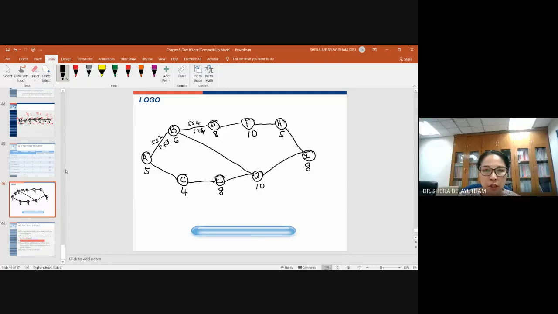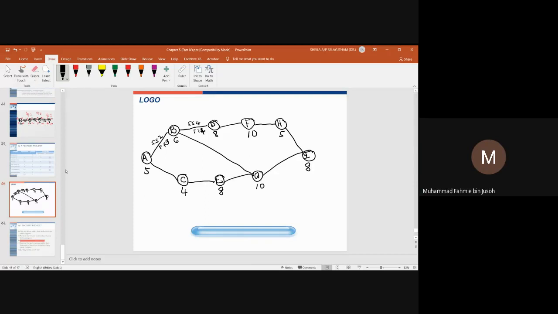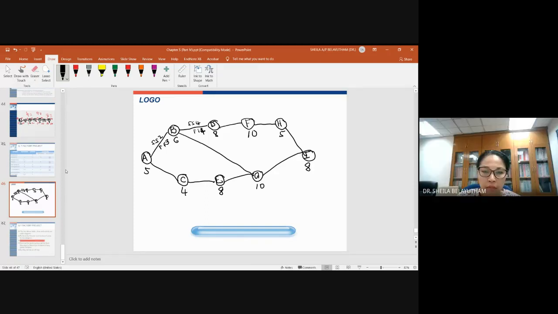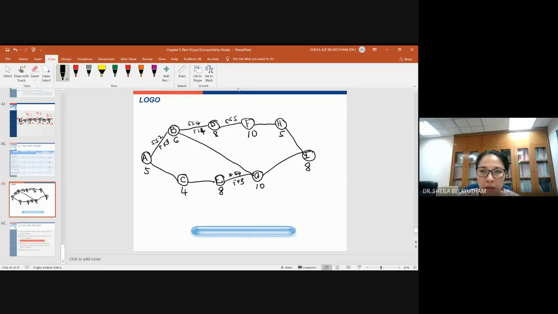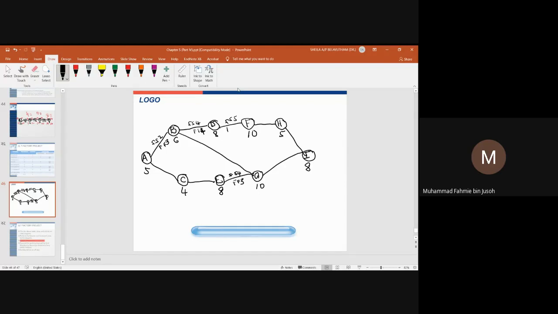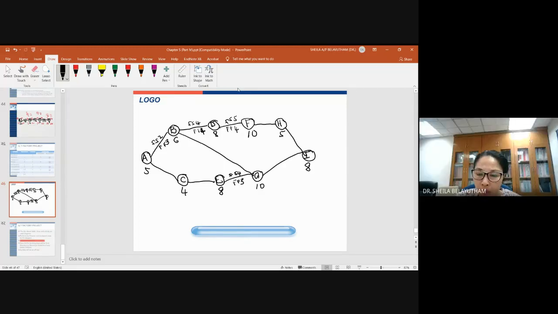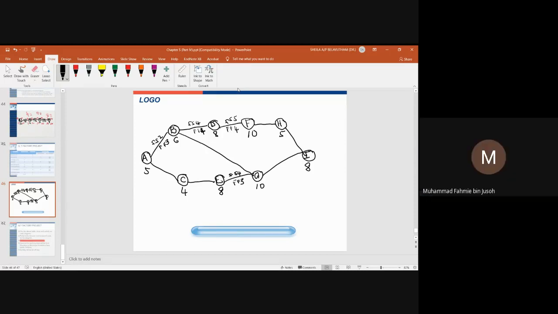B to G? No relationship. C to E? No. E to G? Start to start 4, finish to finish 3. D to F? Start to start 5. F to F? Ada 4, with a slight delay. F to H? None. G to I? None. H to I? None.